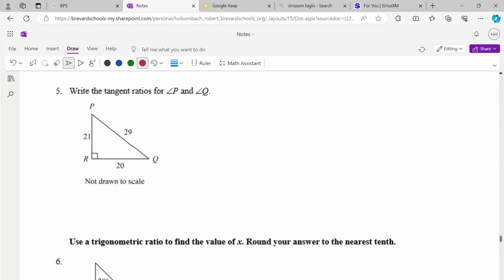Problem number 5 asks you to write tangent ratios for angle P and angle Q. So I'm going to write this acronym on here first. Tangent ratios. Tangent equals opposite over adjacent. So we're going to start with P. So tan P is equal to, here's P, its opposite side is 20, its adjacent side is 21.